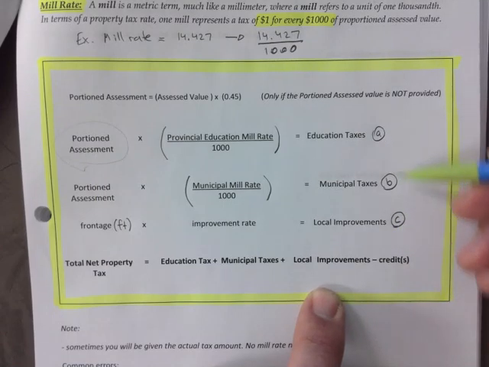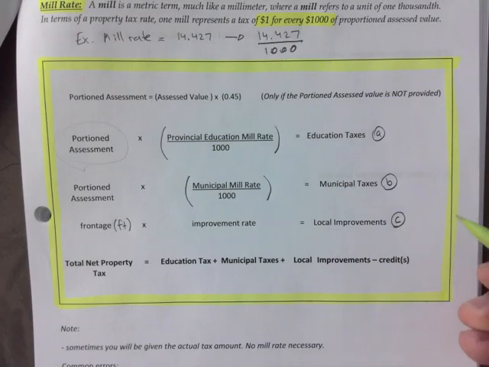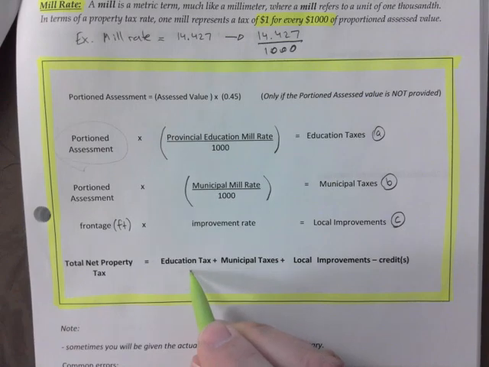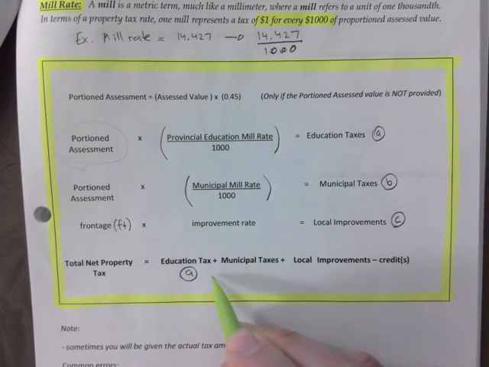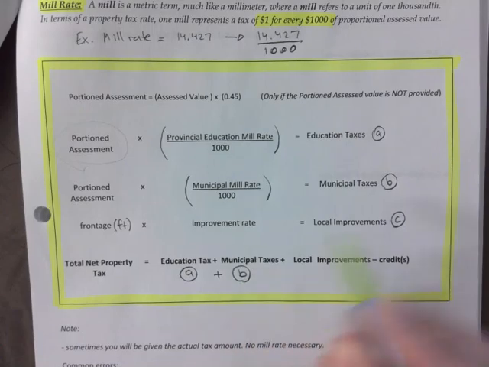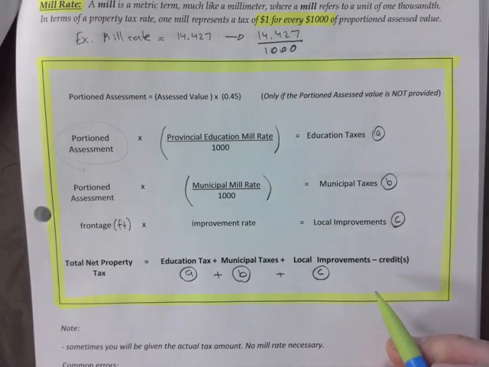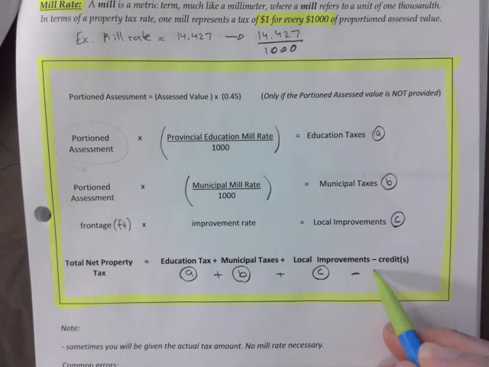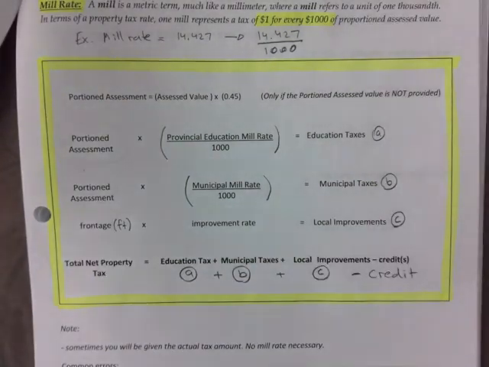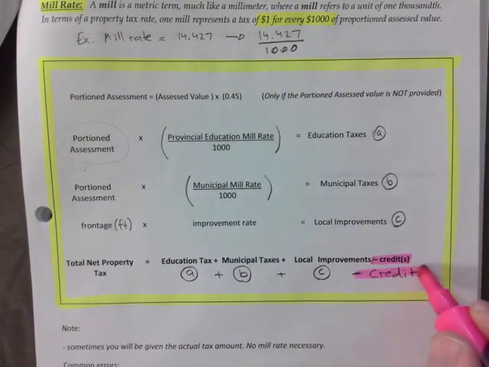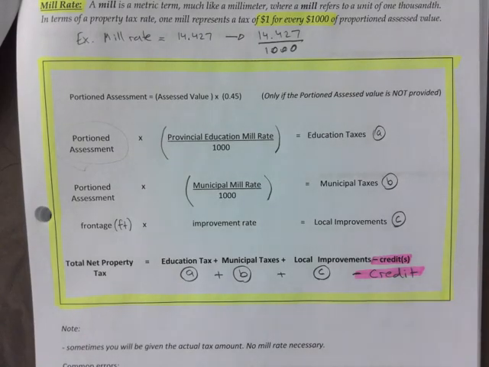There are usually three main components of your property taxes. So at the end of the day, if they ask you for the total property taxes, you take A and you add B, which is our municipal taxes, and the local improvements. And this is the big one here, minus any credit. Do you hear me say minus? Okay, because you know what the main issue is? That students add the credit. They're like, oh, a credit.